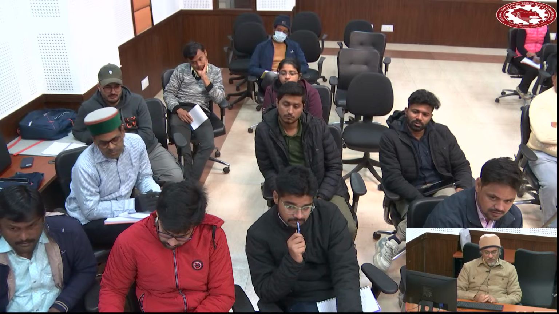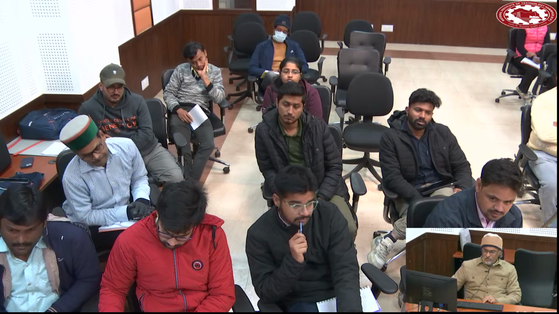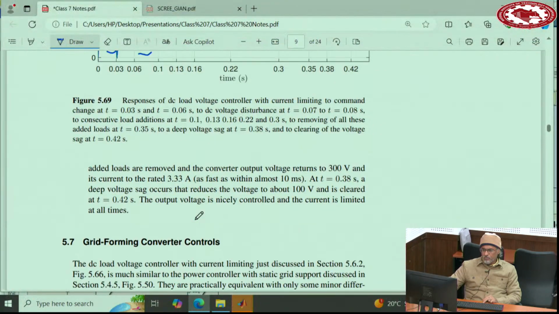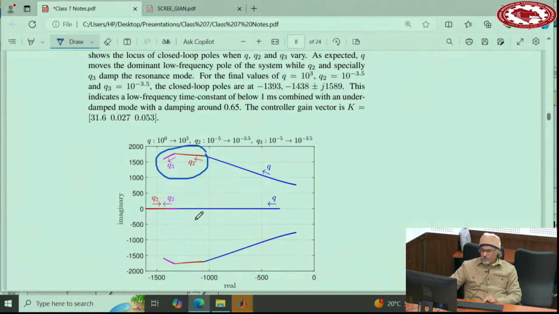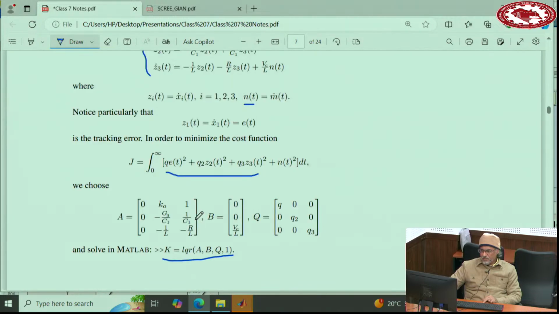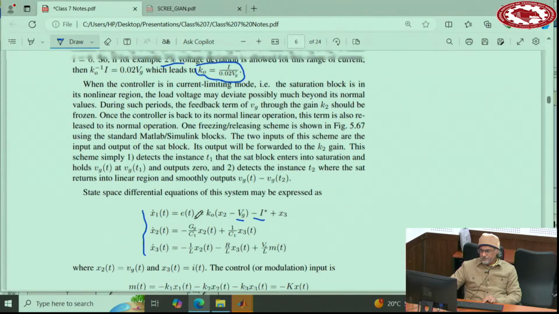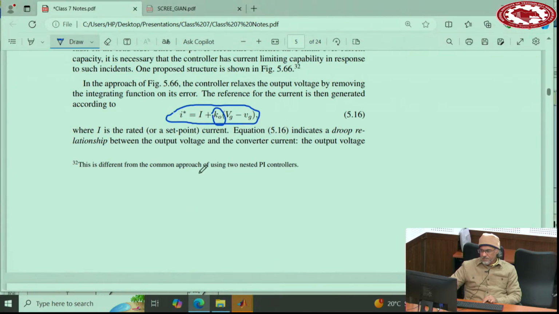Right. K1, K2, K3. But K naught comes from a droop function. So basically, if you look at this equation, that means if you would allow this to drop whatever percent, then you know how much current changes. So you choose K0 according to that. It's a simple line, and then the slope of that line you choose.